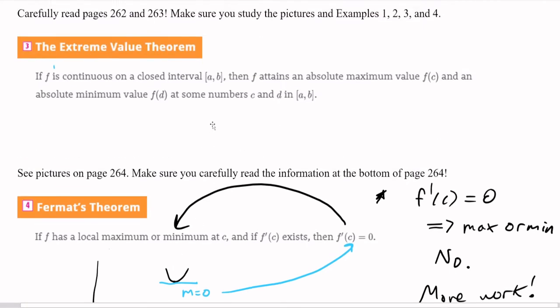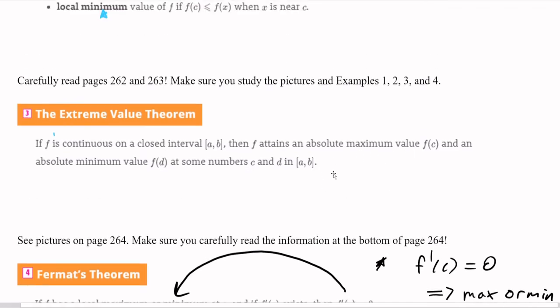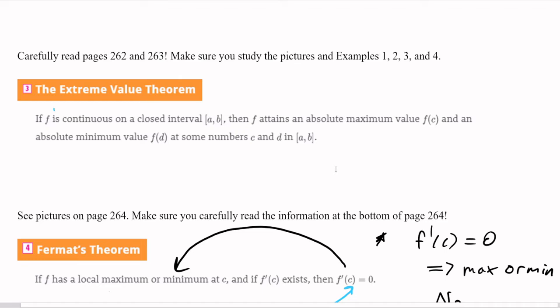Now, the other theorem on here, the extreme value theorem, says if you've got a continuous function on a closed interval a to b, so we'll draw a little picture to nail home what I mean there, then f attains an absolute max value somewhere in there and a minimum. And so when you're trying to understand something like this, try to give yourself some pictures. The pictures don't always do it, but it can be helpful.